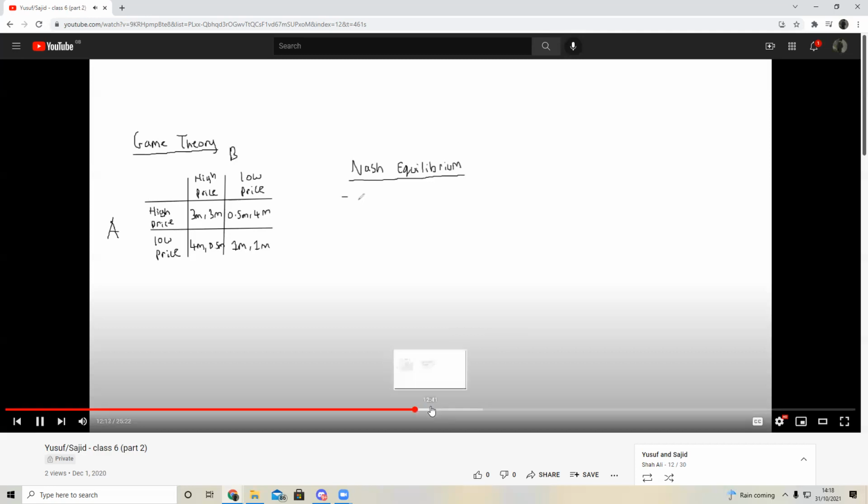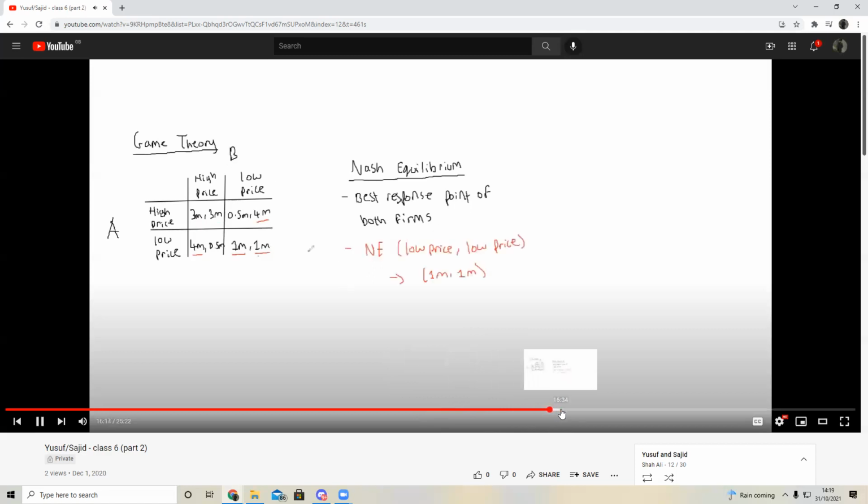So that's basically just explained that. I'm going to say a low price. And the Nash equilibrium is the point where they both play their best response, where none of them is going to deviate. There's no incentive to deviate from here.